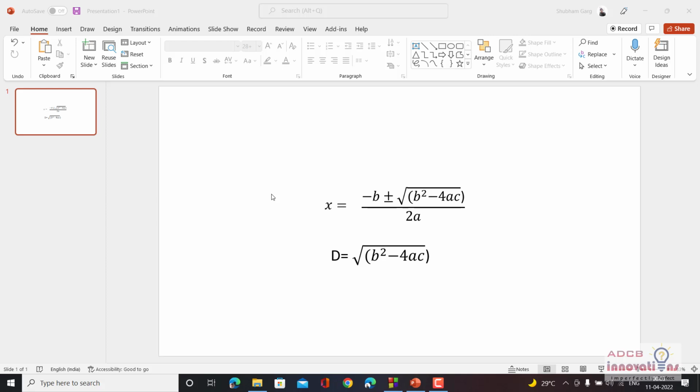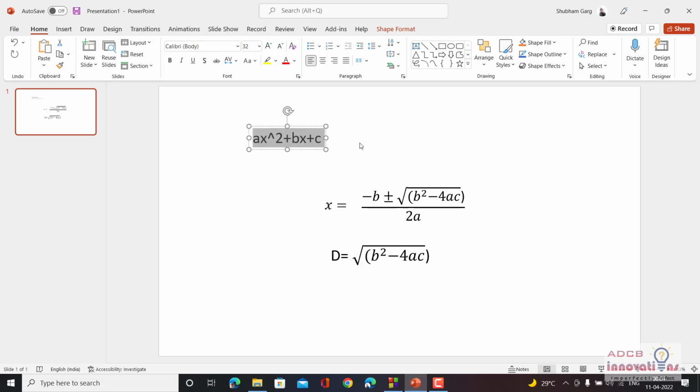So in today's lecture we are going to see how to calculate the roots of a quadratic equation in C++. Alright, so these are the formulas for calculating the roots of a quadratic equation. A quadratic equation is basically in the form of ax square, that is ax to the power 2, plus bx plus c. Alright, so this is the form of a quadratic equation and we need to find the value of x to solve the quadratic equation.